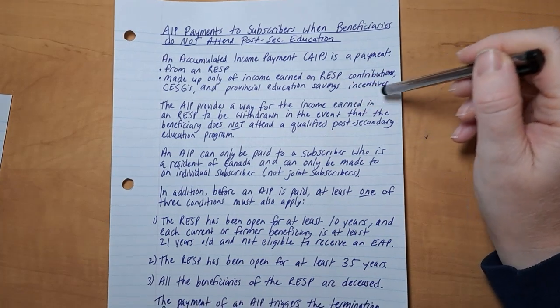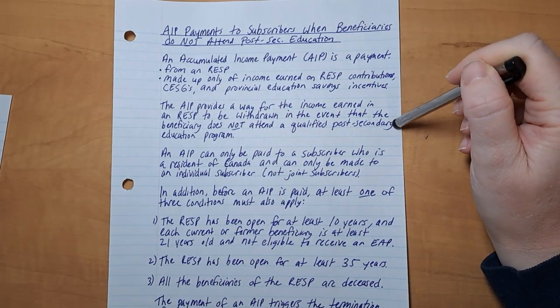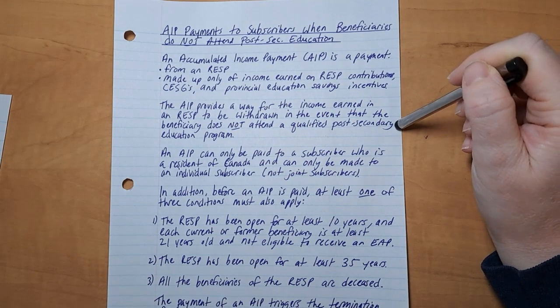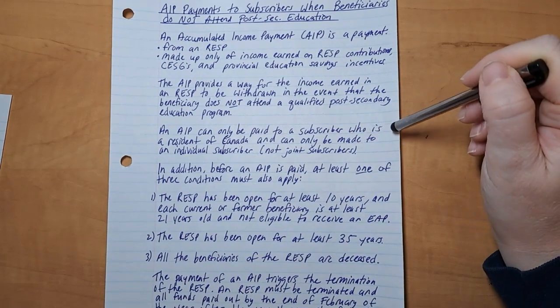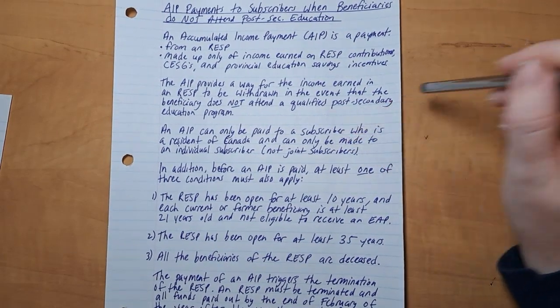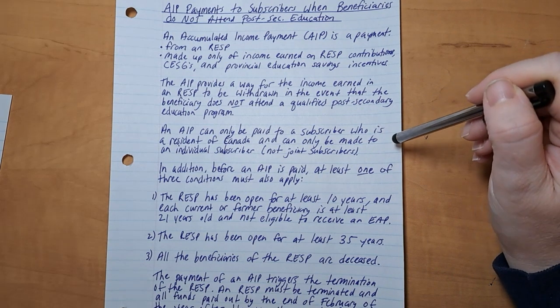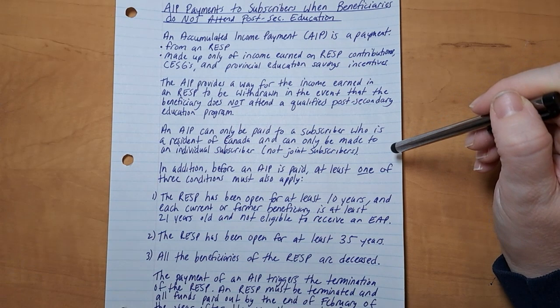So the AIP provides a way for the income earned in the RESP to be withdrawn in the event that the beneficiary does not attend a qualified post-secondary education program. An AIP can only be paid to a subscriber, not the beneficiary, who is a resident of Canada, and can only be made to an individual subscriber, not joint subscribers.